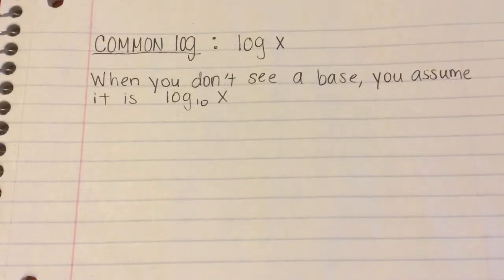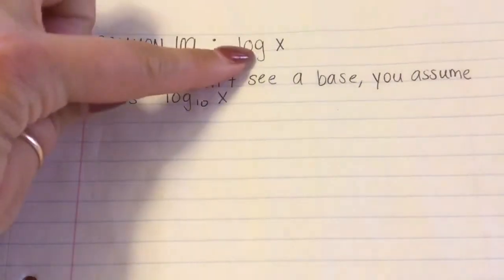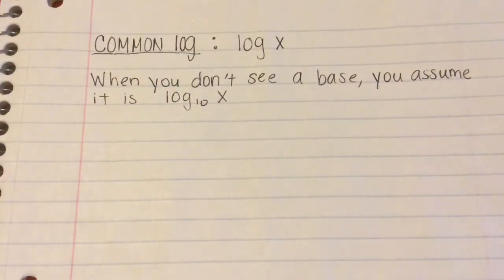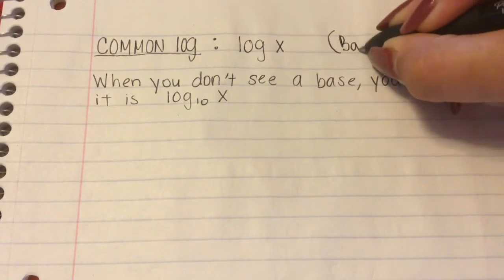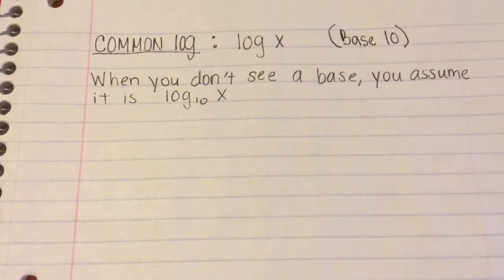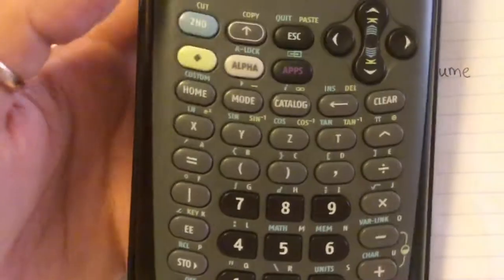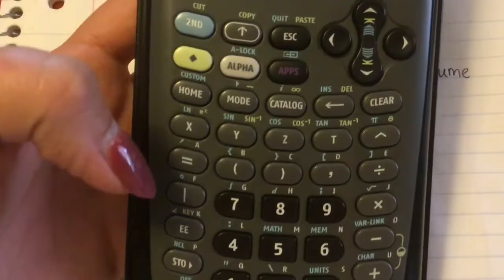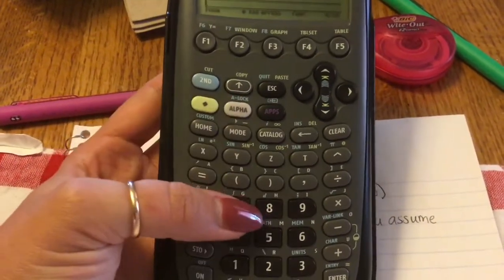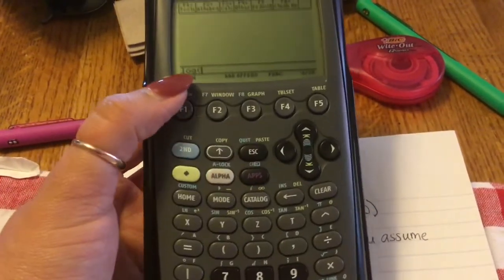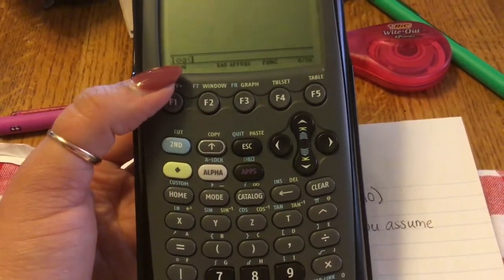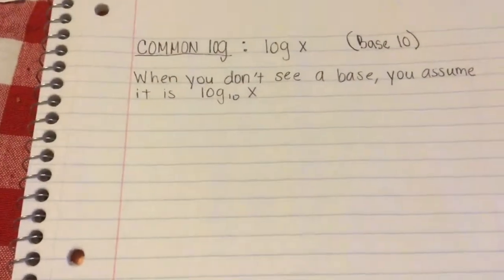Okay, so now we're going to be talking about common logs, which is just log of x. Now, when you don't see a base, you assume it's log base 10. When I look at log of x and I don't see a base, it is base 10. If you look on your calculator, you should have a log button somewhere on here. This is a TI-89. So I actually have to hit this diamond and then 7, and see it'll show log right there. This log that's on your calculator is log base 10, or the common log.